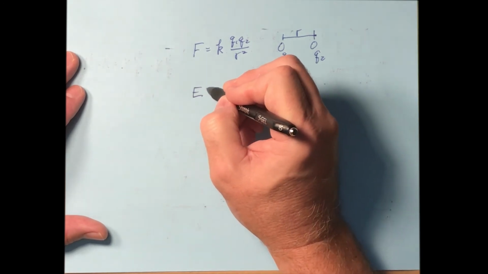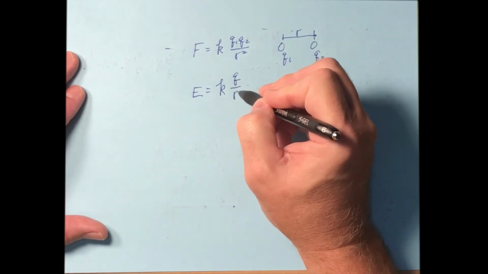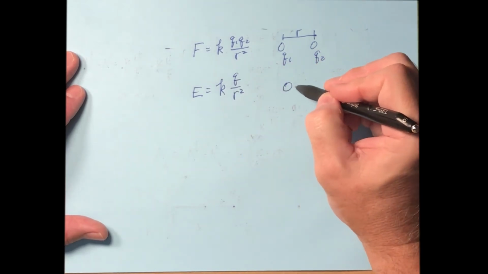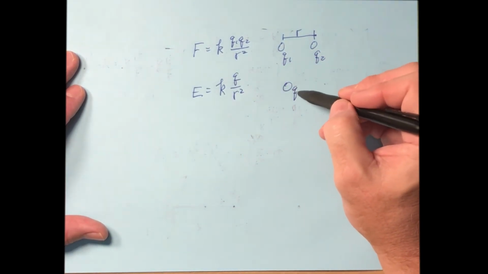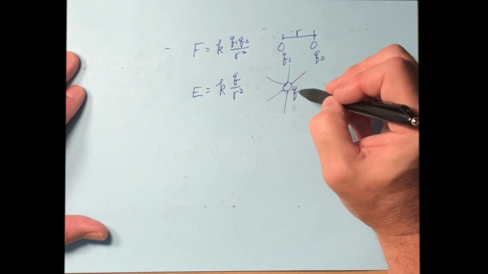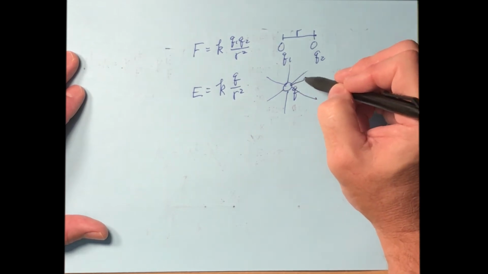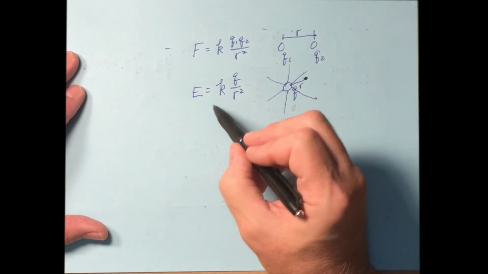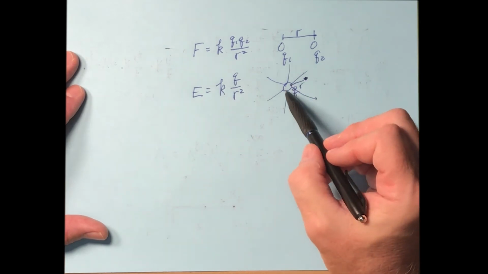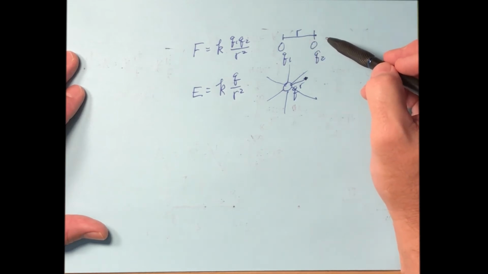Well, the electric field equation then is KQ over R squared. And for that one, we just have some charge, Q, that has electric field lines going outward. If you want to know the magnitude of the electric field some distance R away, then it's given by this equation. See, the charge itself generates the electric field. There's no need for a second charge the way there would be up here for a force.